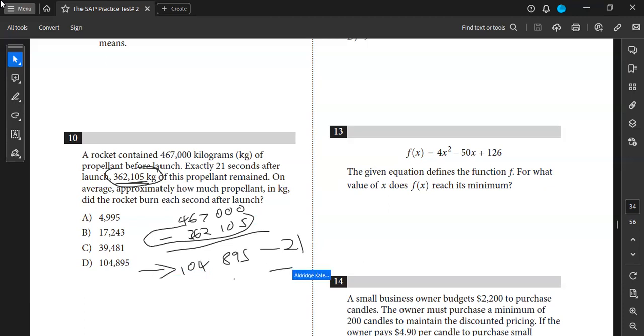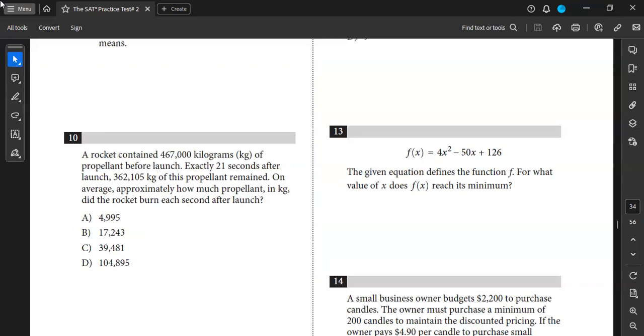So this is what we lost after 21 seconds, but we're trying to see how much we were losing each second. So every 1 second, how much were we losing? Again, you can cross multiply using proportions. So it's basically 104,895 divided by 21 for us to find our X. And that's going to be 4,995. So our answer is A. All right. You guys are doing fine. Looks like you didn't struggle with that.